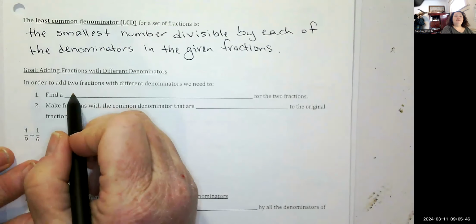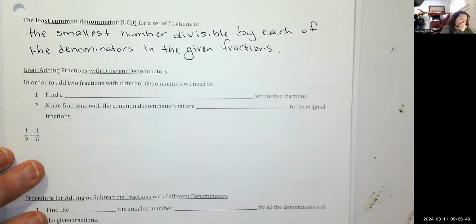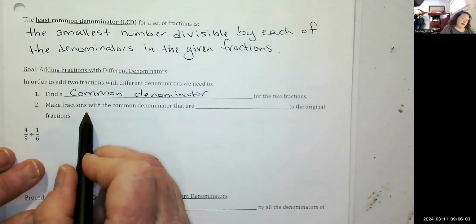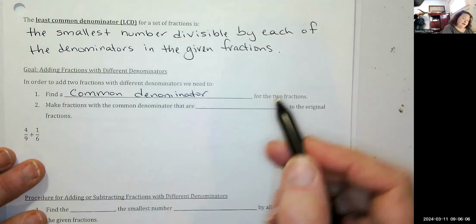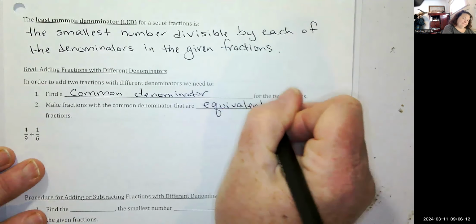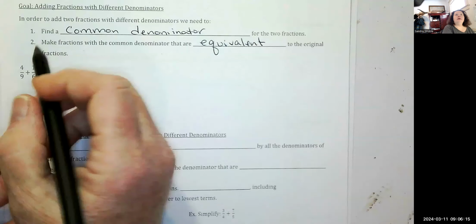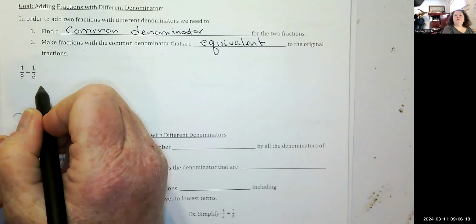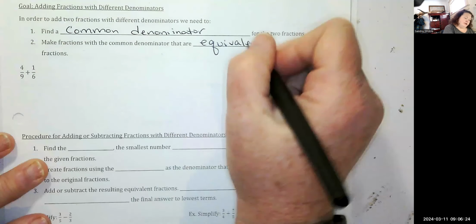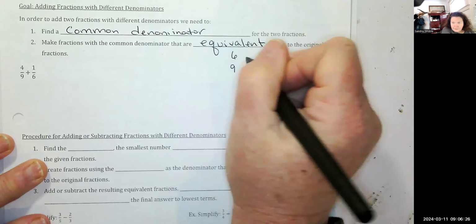In order to add two fractions with different denominators, we need to find a common denominator. For the two fractions, you're going to make fractions with a common denominator that are equivalent to the original fractions. Okay, so 4/9 plus 1/6. The way I look at this is, what are the factors of 9 and 6? So I'm going to take 6 and I'm going to take 9.